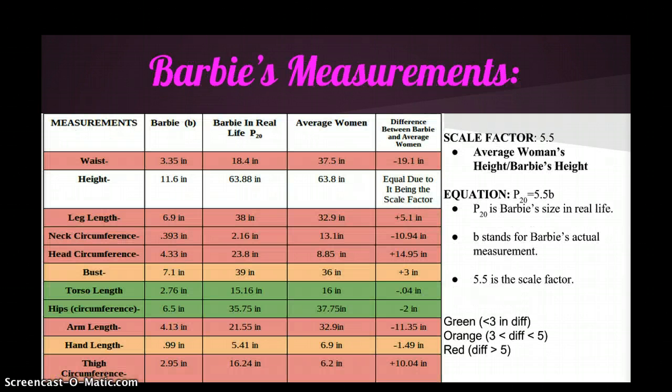So now, if you look at Barbie's waist, leg length, neck, and head circumference, arm length, and thigh circumference, they are nowhere near proportional, so we put them in red. Her bust and hand length are somewhat close to the average 20-year-old woman, so they are in orange. And her torso and hip circumference are in green because it is very close to the average.